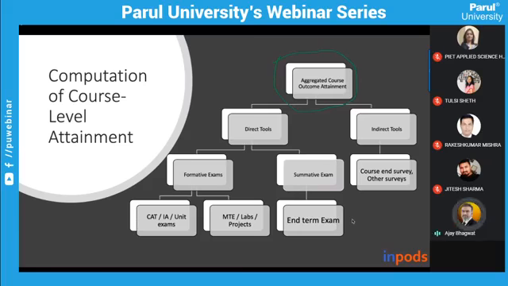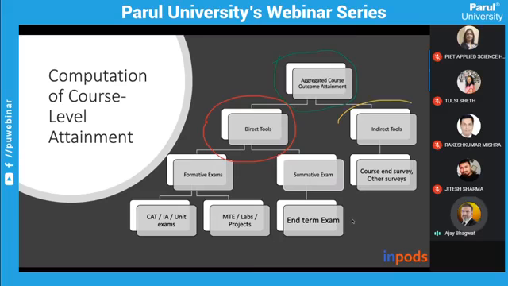And progressively, the attainment computation moves upwards from a single question and gets aggregated at every exam level, and from exam level it goes to the course level. Total average attainment can be computed, and that final number from there is transferred to the PO. So let us see how progressively this attainment computation happens.